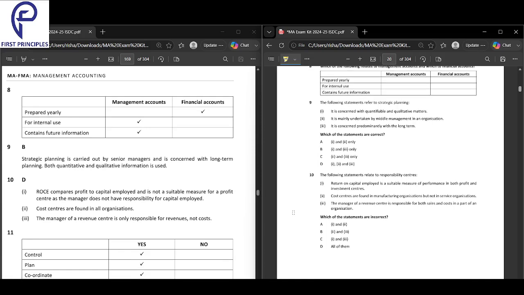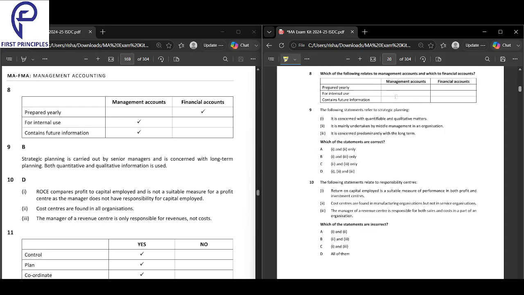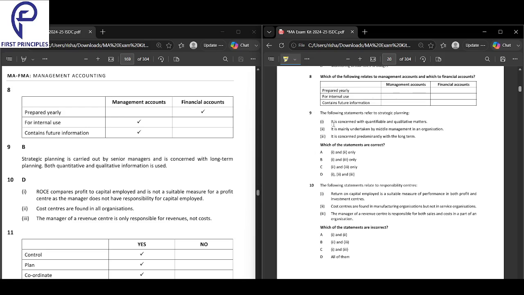Next, prepared for internal use, we know is management. Prepared yearly, we know, is financial. Contains future information is again management. So if we look here, two are management: internal use and future information. Yearly is financial accounts. Management accounts are made however they want, whenever they want. They do not need to be made yearly.